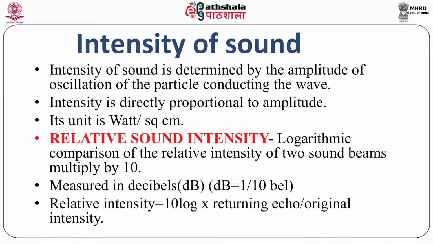Coming to the relative sound intensity, this is measured in decibel, which is equal to 10 log of I1 upon I2, where I1 is the original intensity and I2 is the intensity of the returning echo. Taking 10 times the log of this ratio tells you about the relative intensity of the sound wave.